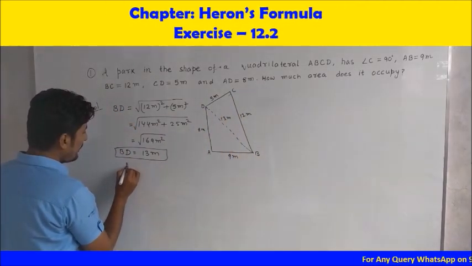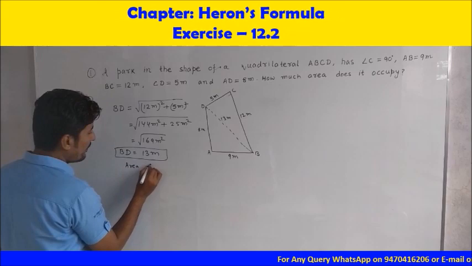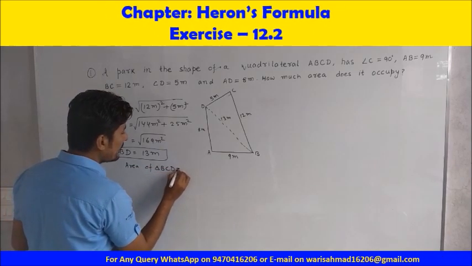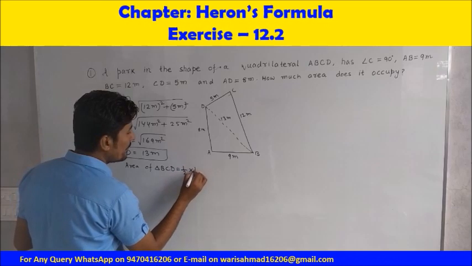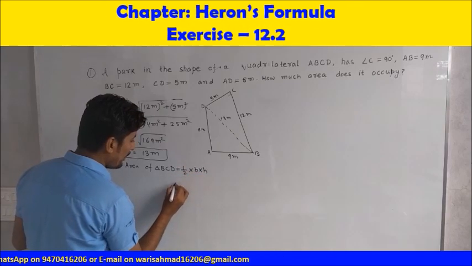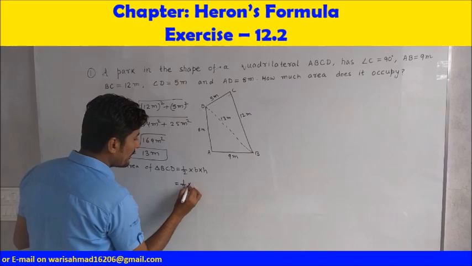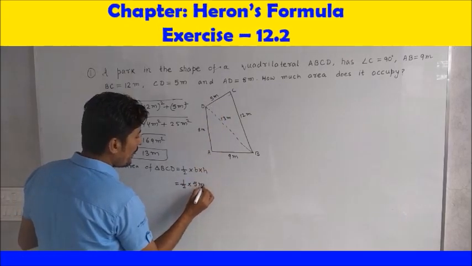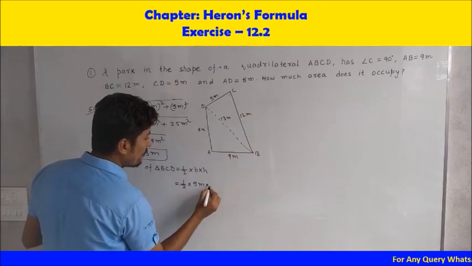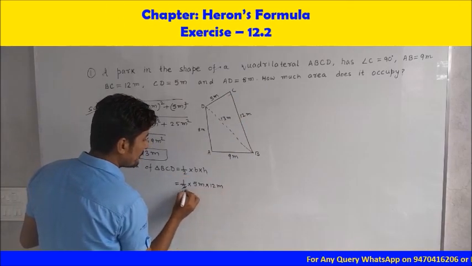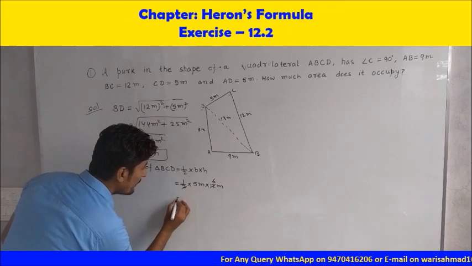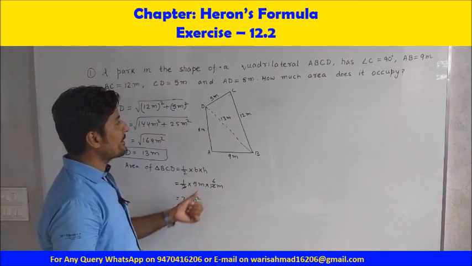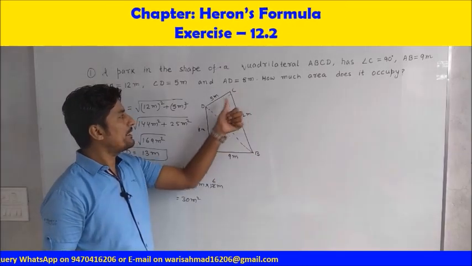Here we can write area of triangle BCD is equal to 1 upon 2 into base into corresponding height. 1 upon 2 will be as it is, multiplied by base. Base we can write 5 meter, while corresponding height we can write 12 meter. So finally we are having 30 meter square. 30 meter square is the area of triangle BCD.